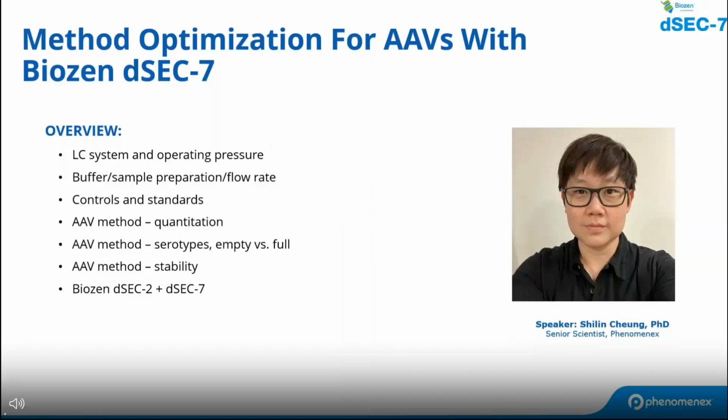So in my section, I'm going to talk about the experience I gathered from developing size exclusion chromatographic methods for AAVs utilizing the DSEC7 column. I'll be going over the LC system requirements, typical operating pressures to be expected, the type of buffers that I've experimented with, as well as sample preparation and the flow rate controls that I've used. I'll also be sharing data on quantitative methods where I look into AAV serotypes, empty versus full, and also AAV stabilities. Lastly, I'll be introducing the combination of utilizing our DSEC2 in series with our DSEC7 column to look at a wider range of hydrodynamically different species in my AAV sample.